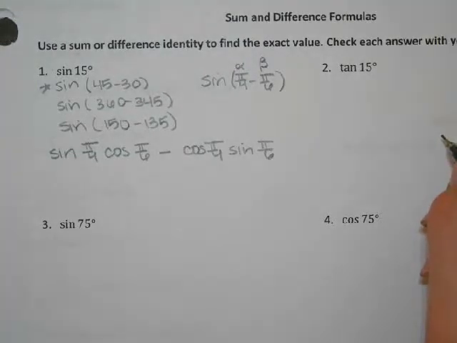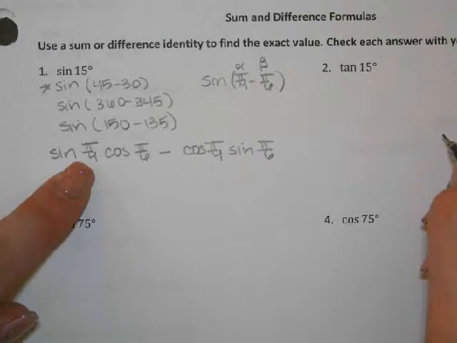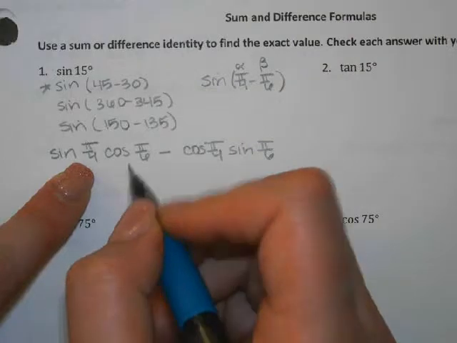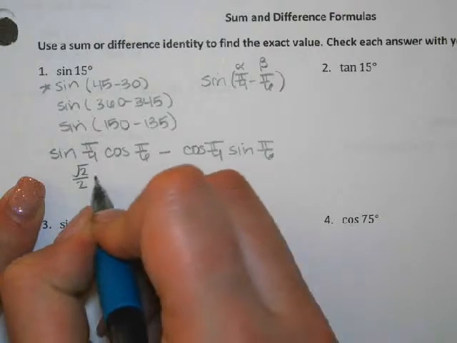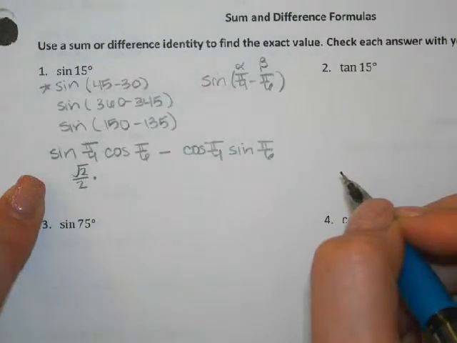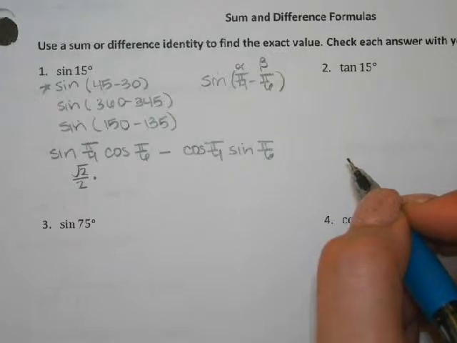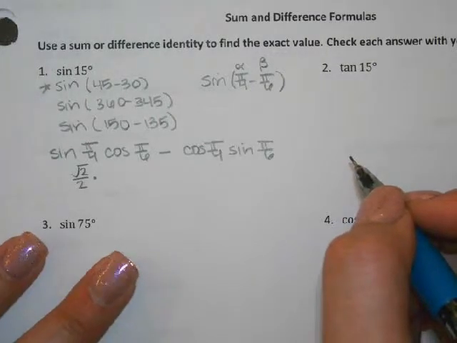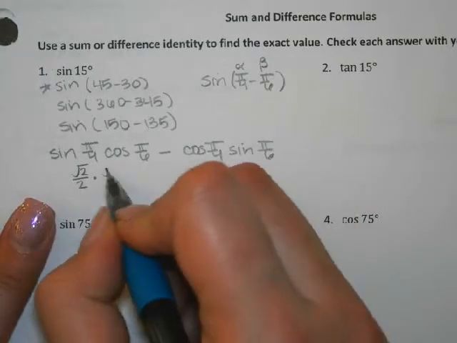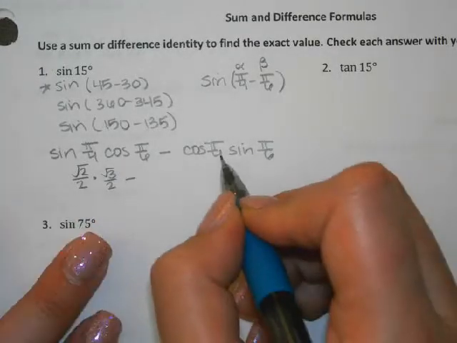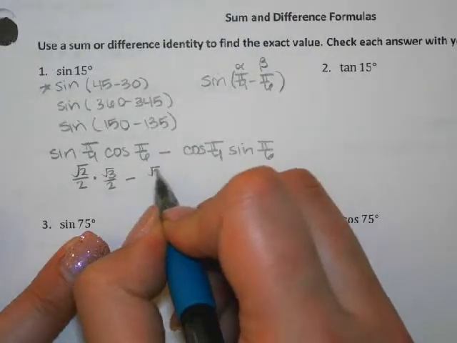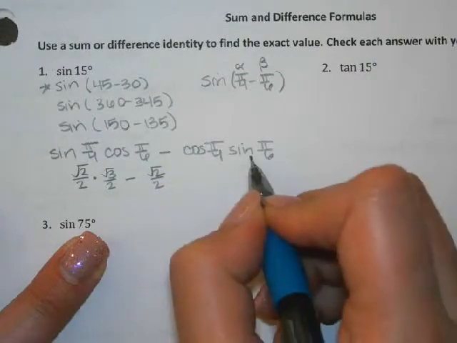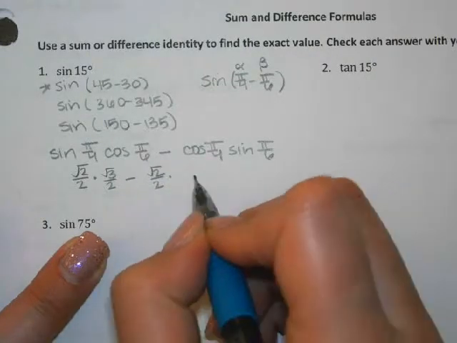And then we'll go ahead and get our unit circles out. So we're looking for sine of pi fourths. Yeah, root 2 over 2. And then cos of pi 6, square root 3 over 2, minus cos of pi fourths, root 2 over 2. And then sine of pi 6, 1/2.